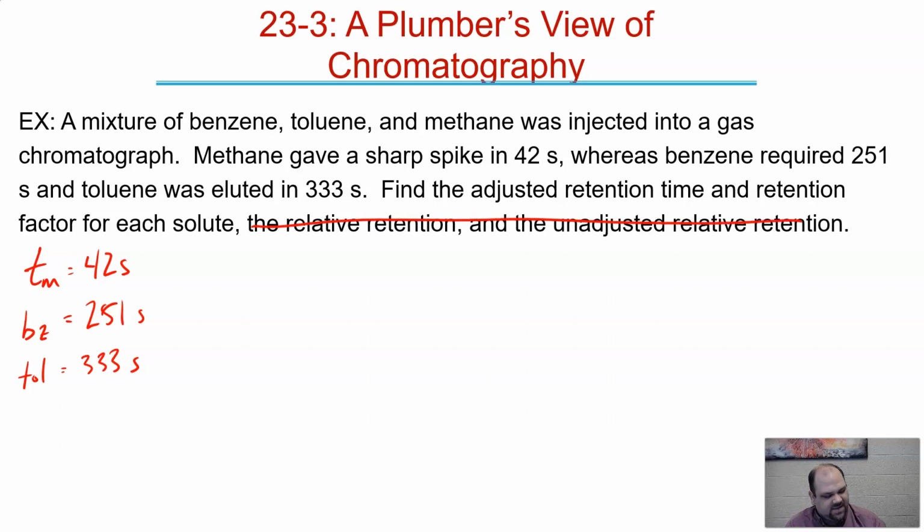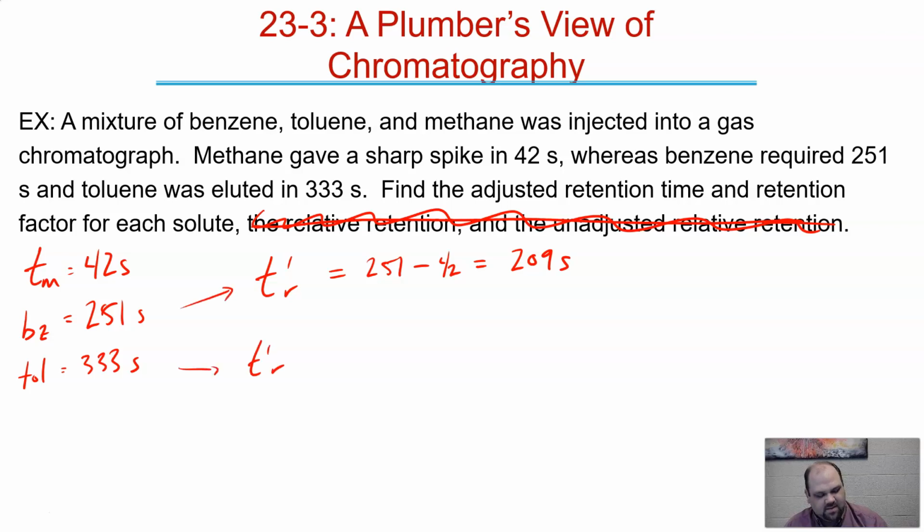We are not going to talk about relative retention. It's in the textbook if you want to look at it. We are not going to worry about it for this part of the course. And so the T prime R for benzene is 251 minus 42, gives me 209 seconds. And Tr prime for toluene, 333 minus 42, 291 seconds.